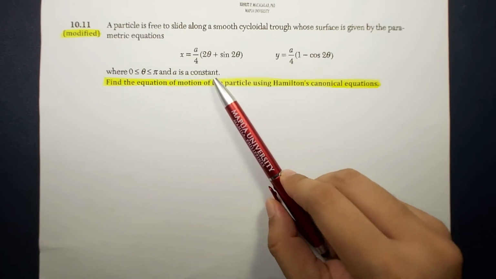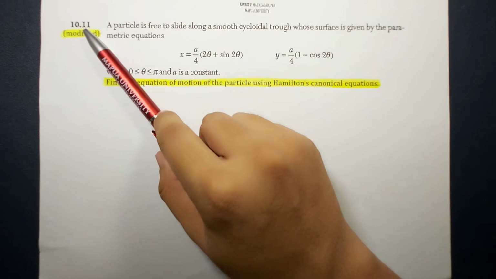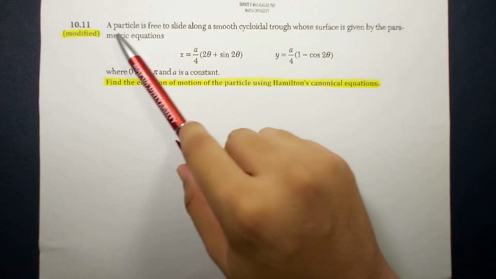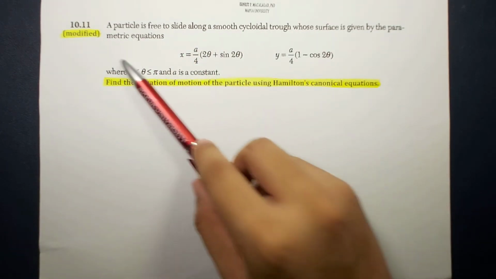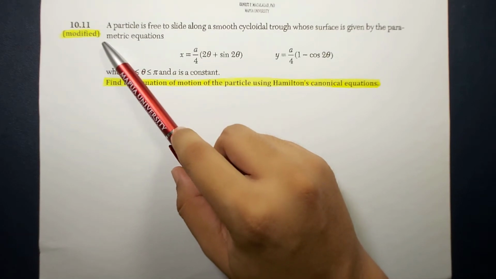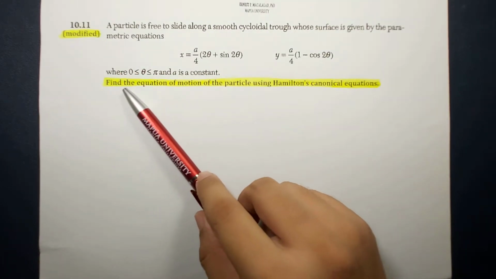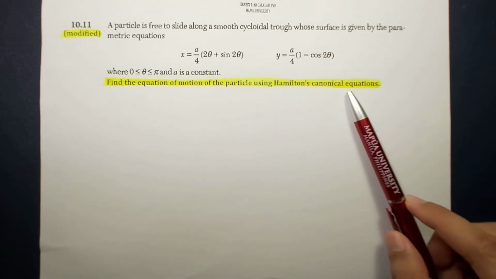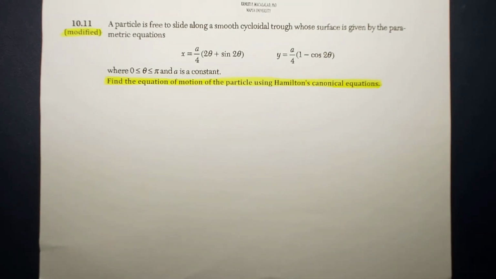You will notice that this is actually problem 10.11 of Fowles 7th edition, and originally this is from your problem set. But in this case, we're going to modify this problem wherein instead of using the Euler-Lagrange equations, we're going to find the equation of motion of the particle using Hamilton's canonical equations. Okay?